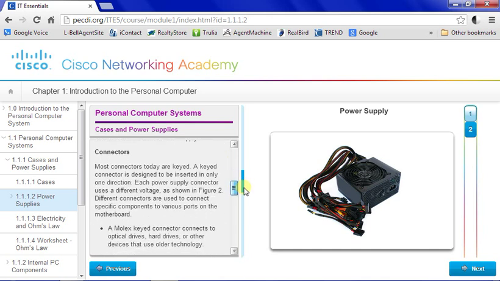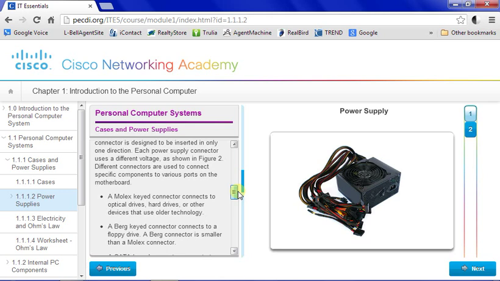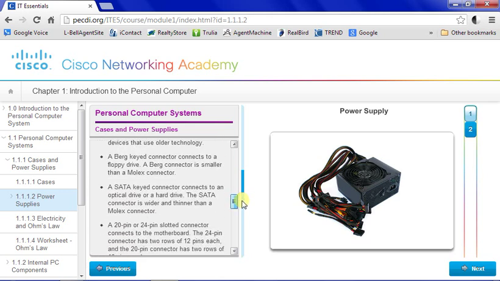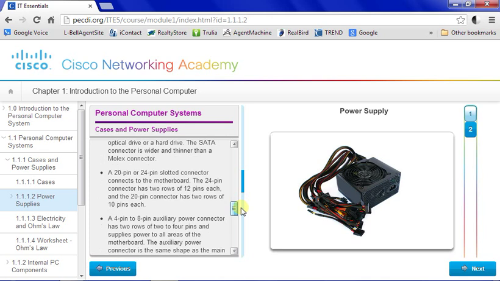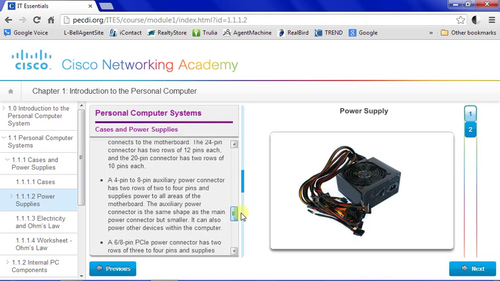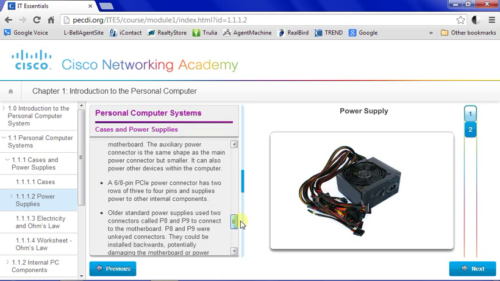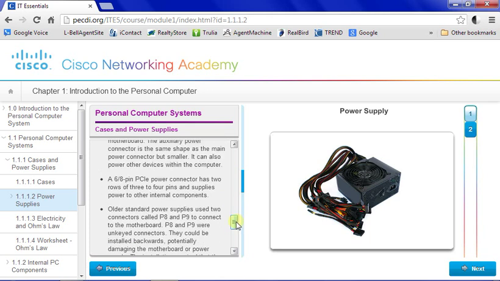And the power supply has many connectors coming from it, and they're usually keyed. Some of those connectors could be Molex, Berg, SATA, 20 pin or 24 pin, 4 to 8 pin, 6 to 8 pin. So it's important that when you choose a power supply, it has the right kind of connectors for the devices that you will be connecting to your computer.